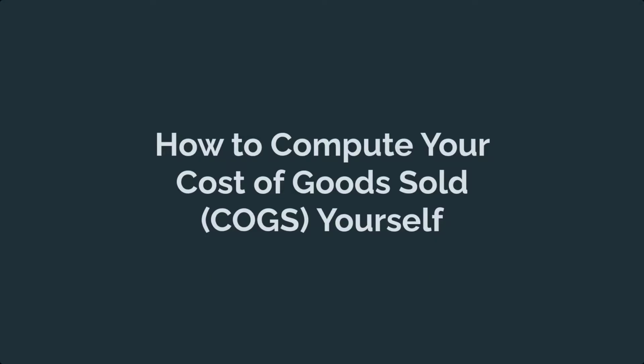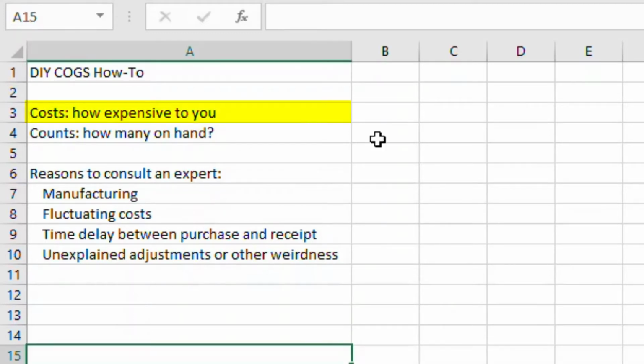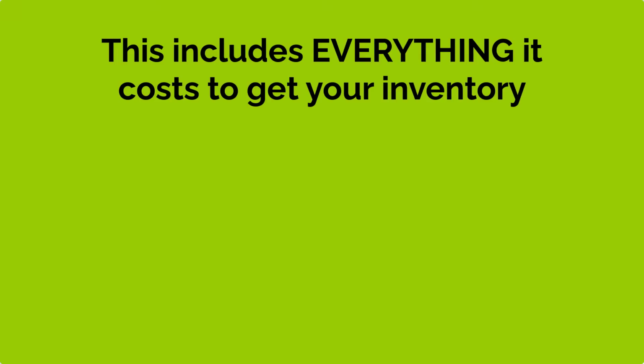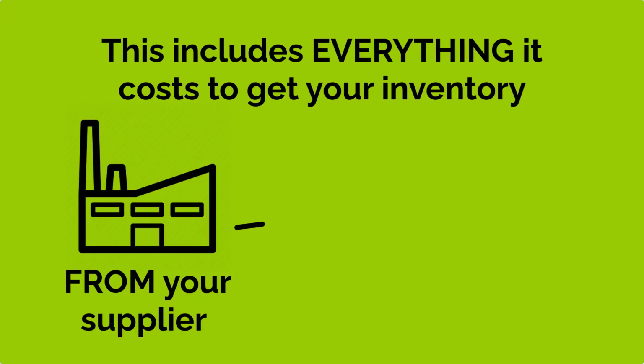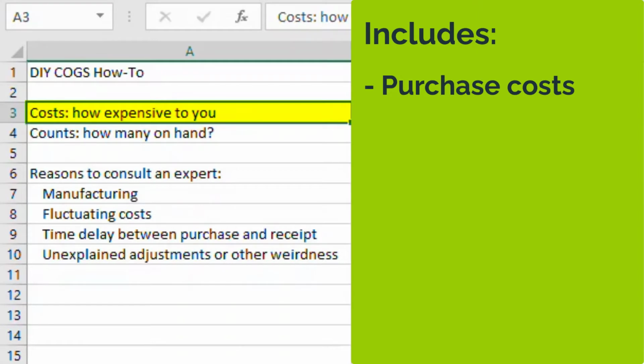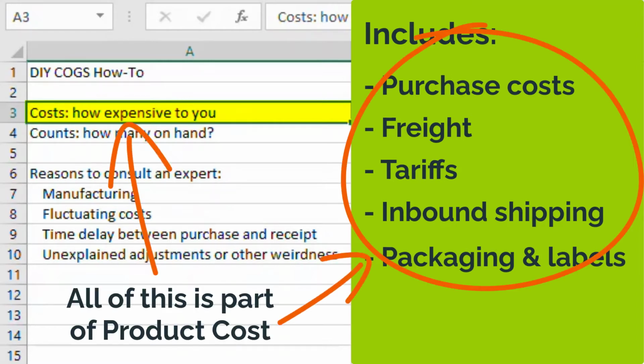Let's talk about the process if you decide to compute your cost of goods sold yourself. First, just to make sure we're clear on some basic vocabulary, let's talk about costs. Your product's cost is how expensive it is to you. So this includes everything that it takes to get your inventory from your supplier all the way to your warehouse ready to go to sell to your customer, to your consumer. So this could be your purchase cost for the inventory itself, the freight, tariffs, inbound shipping, packaging or labels that you add to it. If you put it in a special box, all of those things are going to be part of your product cost.